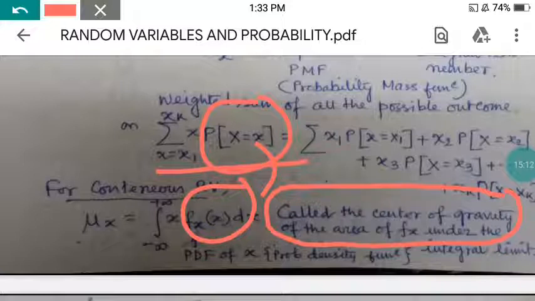So here that concept is cleared. When you are considering mu x for continuous and discrete random variables, I have to consider these cases. That is all for today's lecture.